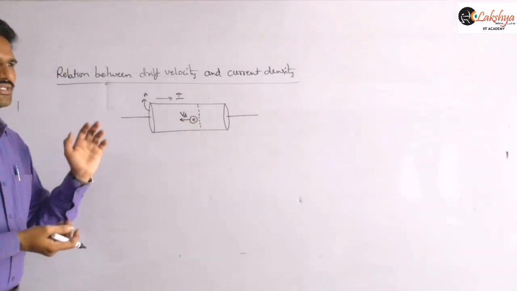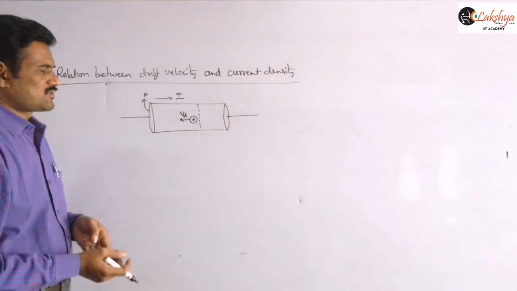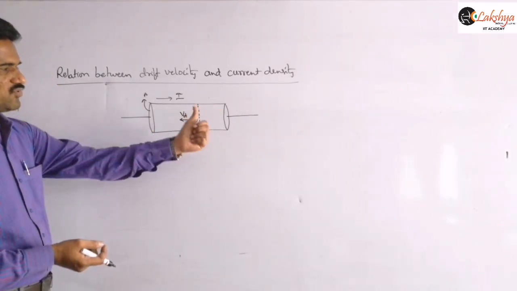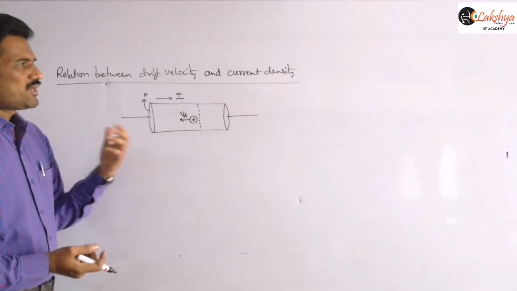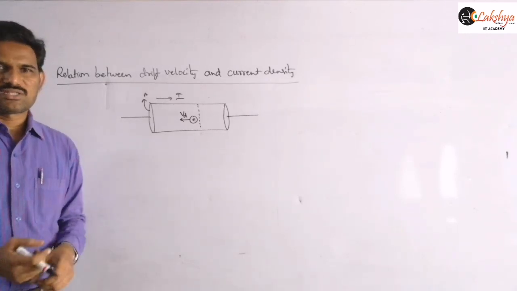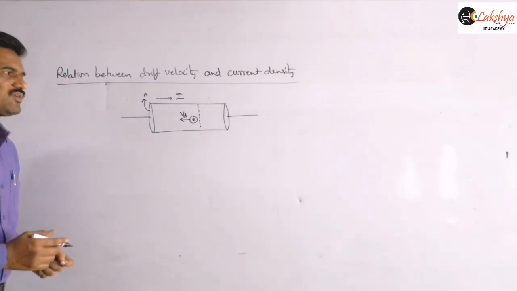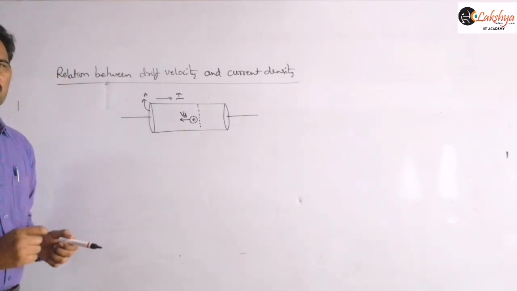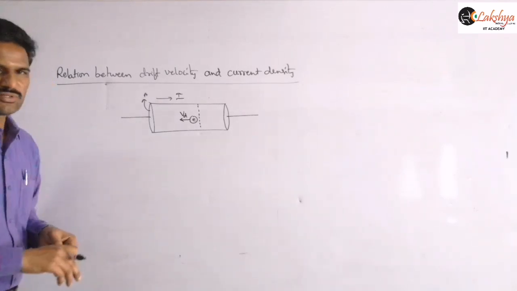Because we know that the current direction is taken as opposite to the direction of flow of negatively charged particles. So when current is flowing from left to right, electrons will travel towards the left. Now we are assuming all those electrons are traveling with that average velocity. That velocity of the electron is nothing but our drift velocity. In the time interval delta t, I am writing here the distance traveled by those electrons.